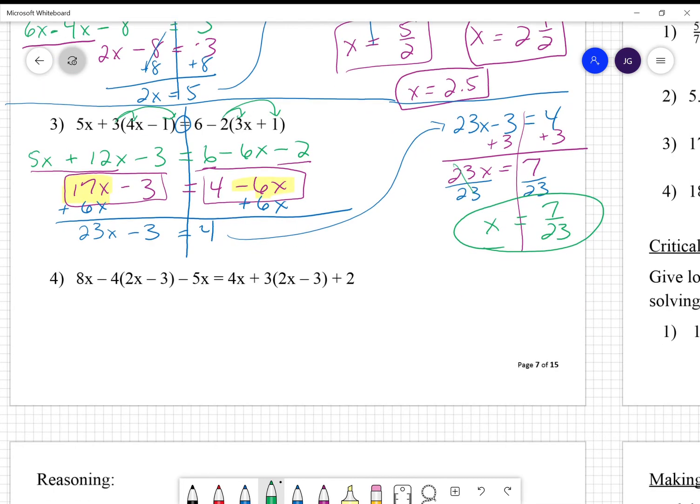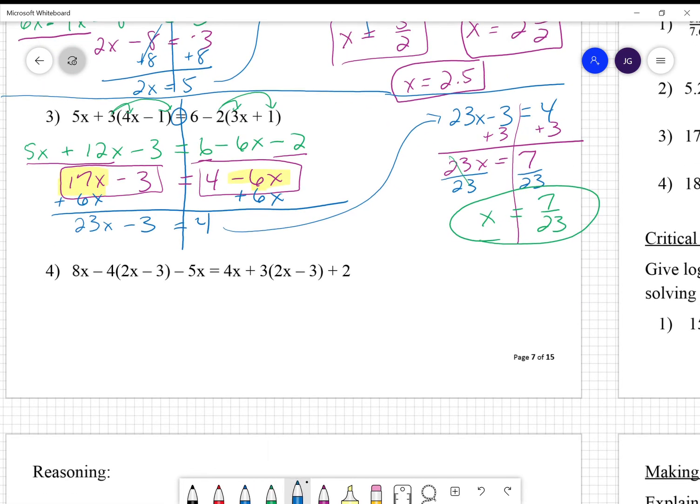Okay, number 4, a little bit longer yet. Here's my equal sign, so here's my wall. Left side, right side. On the left side, I'm going to distribute a -4. On the right side, I'm going to distribute a +3. So I get 8x. -4 times 2x is -8x. -4 times -3 is +12. Watch your signs. Common mistake there. And then minus 5x.